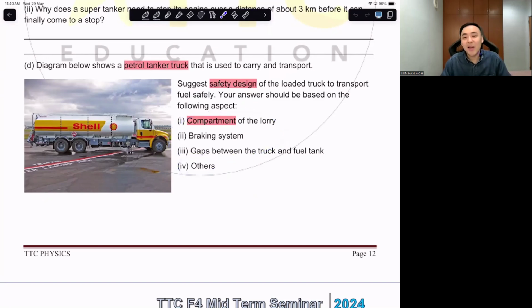Others. You know what I mean by others, right? A lot of people, when they see others, feel like others means you go die. No. Others means you can freestyle yourself. Because last time, for SPM, they used to give everything. They literally gave 5 aspects, you followed, answered every one of them, marks ready.